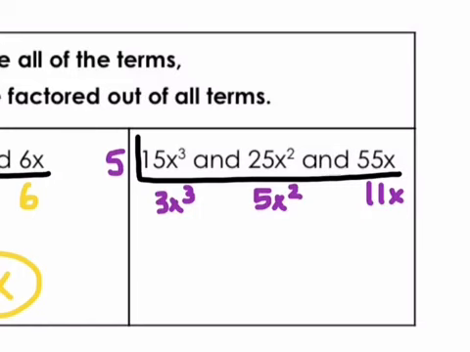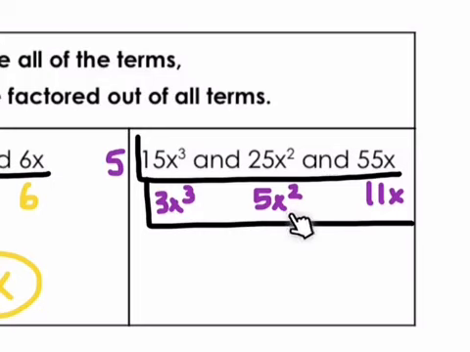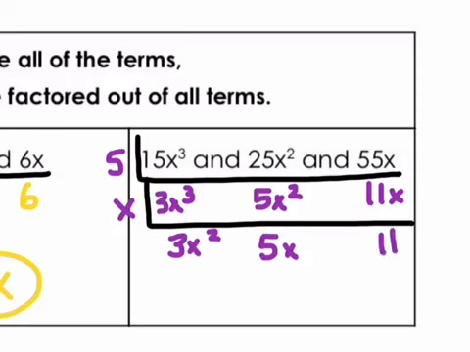But we do need to check on our variables. So we know that this one has 3 x's, 2, and 1. So we are going to at least remove 1 or factor 1x out from all 3 terms. That would leave you with 3x to the 2nd. We're just going to subtract 1 because we take it out. 5x to the 1st, or just 5x, and then that one is just going to be an 11. So your GCF on this one is 5x.